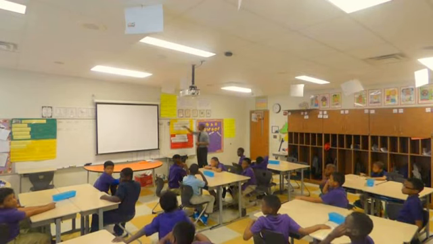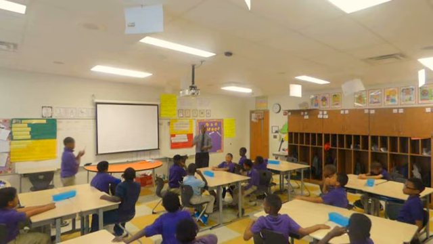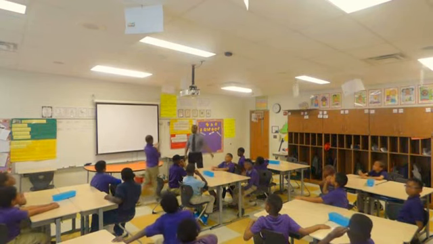Alright, so I have a rhombus, rectangle, and square. So I know that it has 4 sides and 4 angles. What I want you to do is I want you to teach your neighbor today.